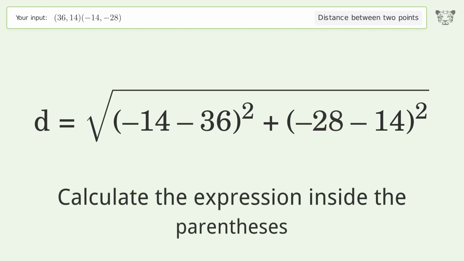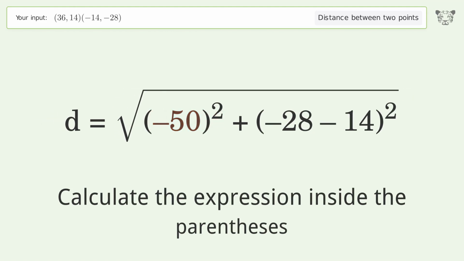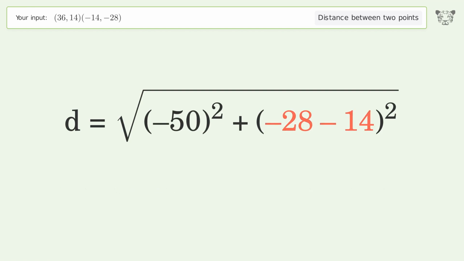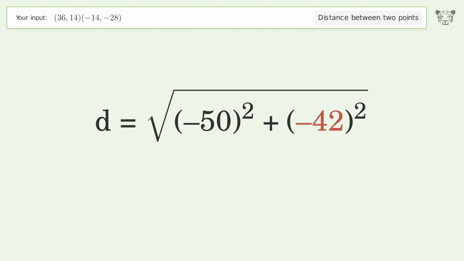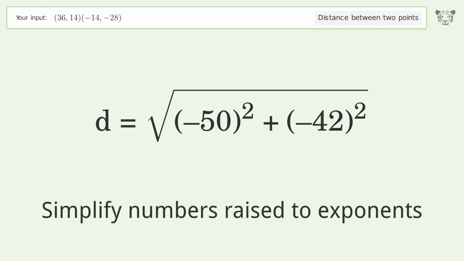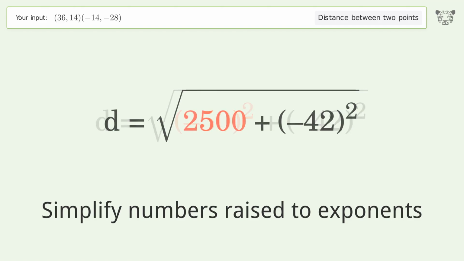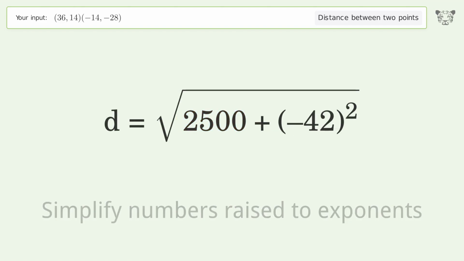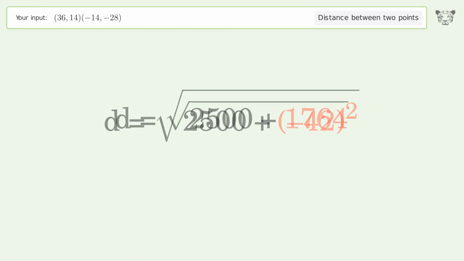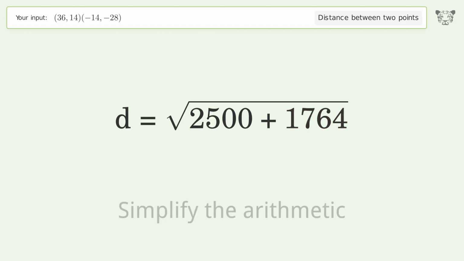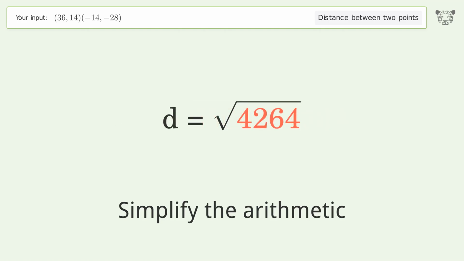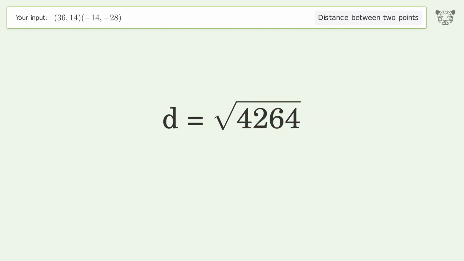Calculate the expression inside the parentheses. Simplify numbers raised to exponents. Simplify the arithmetic. And so the distance between the 2 points is the square root of 4,264, or 65.299.